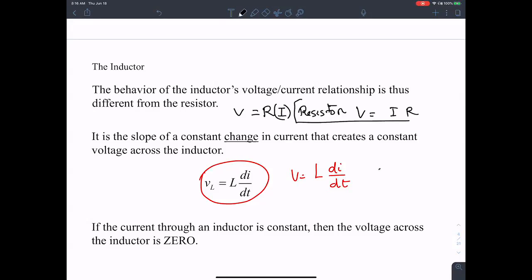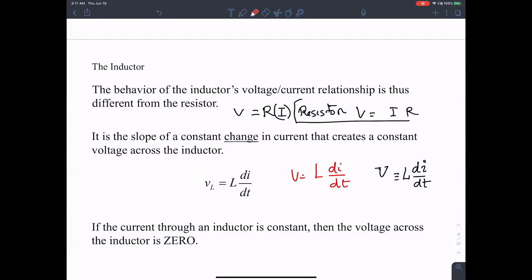But in inductance, the voltage is proportional not to I, but to the slope of I. That's all there is to an inductance. The rate of change of the current determines the voltage across it, and L is simply a constant of proportionality. V is L di by dt for an inductance.